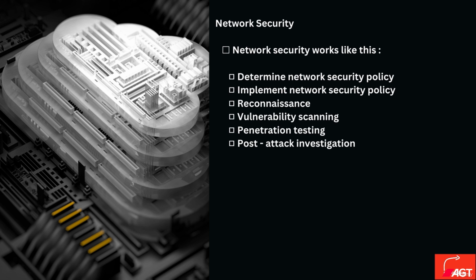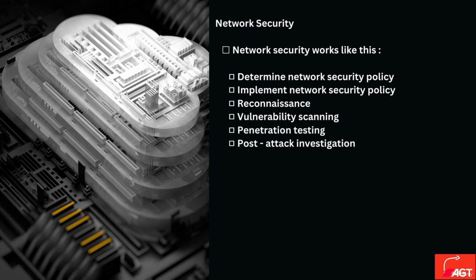security policy has been established, the cloud network infrastructure must be made aware of it. To enforce the policy, this entails deploying additional security measures, such as setting up VPNs, enabling encryption, and establishing firewalls. Reconnaissance. The following stage in network security is reconnaissance, which entails learning more about the cloud network's possible weaknesses.